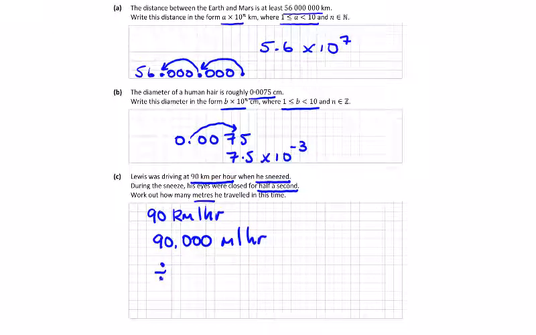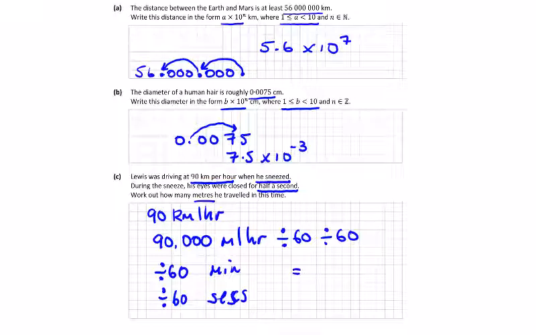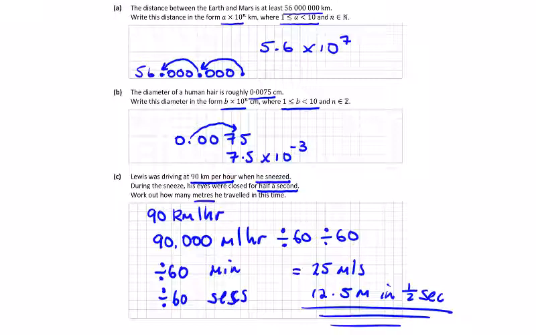So if I divide by 60, I'll get per minute. And if I divide by 60 again, I'll get what 1 second would be. So 90,000 divided by 60 gives me 25 meters per second. So in half a second would be 12.5 meters. Just be careful with your units in these questions.